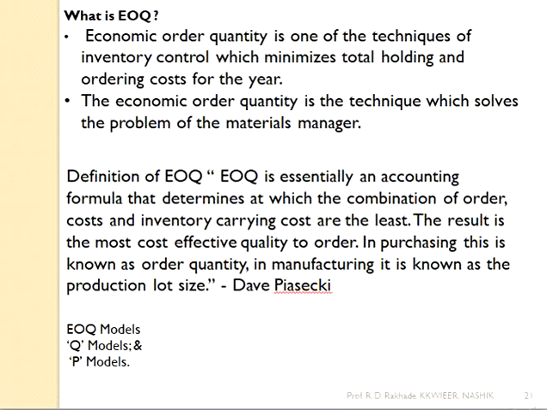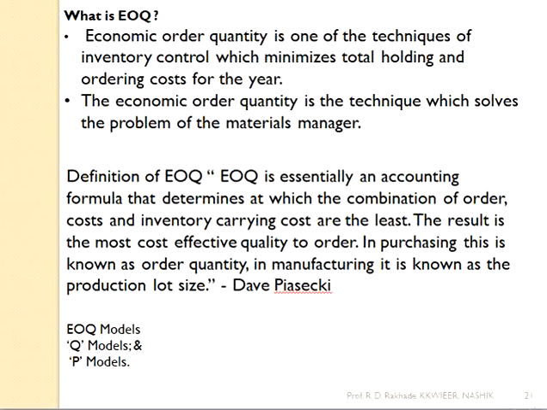Then the last technique, that is EOQ, economical order quantity, mostly used in industry to determine the order point. So economical order quantity means quantity determined on the basis of annual cost.